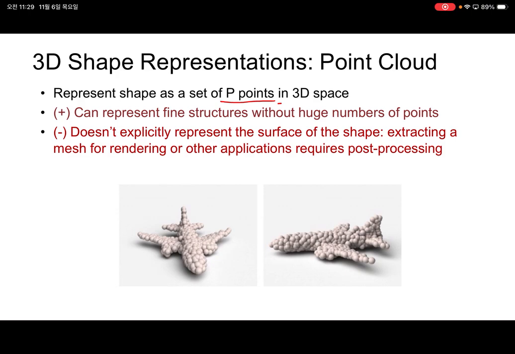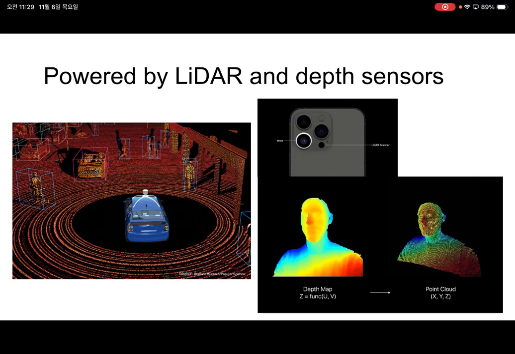So it can represent fine structure without a huge number of points, but it doesn't explicitly represent the surface of the shape. So extracting a mesh for rendering or other applications requires post-processing. Point cloud itself is not a very good representation for image rendering, because we do not have a surface. So we need to do some post-processing based on the point cloud to get a mesh, and then the mesh is used for image rendering. This is a visualization of a point cloud. As you can see, there are only points, a literal point cloud. There are many points like a cloud, and there's no triangle mesh.